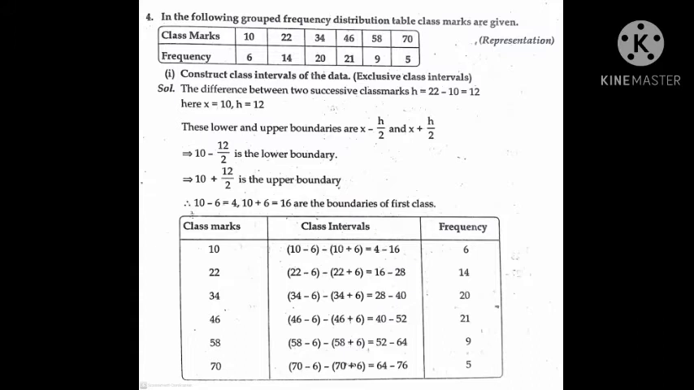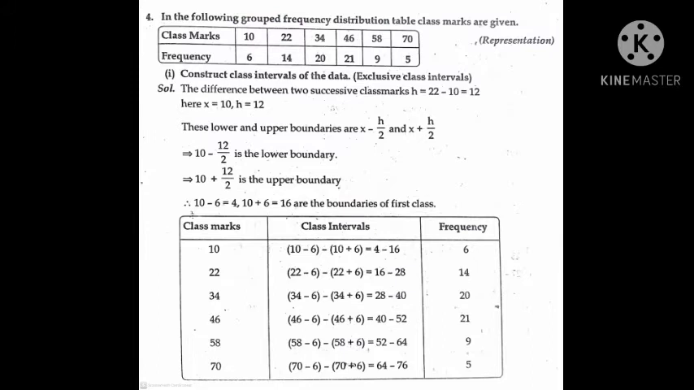First question. Construct class intervals of the data. That is exclusive class intervals. Solution. The difference between two successive class marks, h, is equal to 22 minus 10, that is 12. Here x means 10 and h means 12.